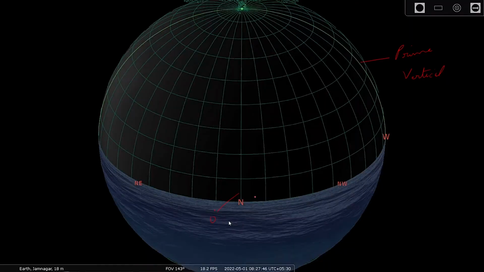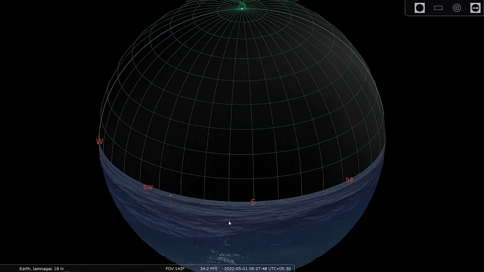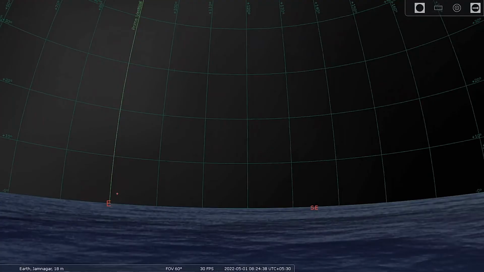Prime vertical is the first azimuth circle that passes through the zenith of an observer and intersects at the east and west points on the horizon circle. Prime vertical is the reference circle for other azimuth circles.